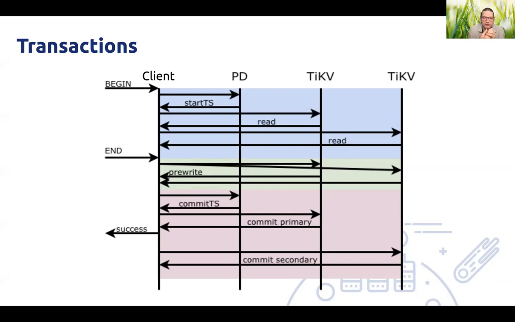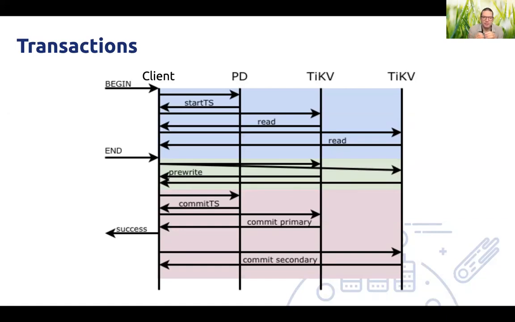Assuming all the pre-writes succeed, then we can continue to phase 2 of the two-phase commit protocol, which is sending a commit message. So the first thing we do, as soon as the client has all the pre-write responses, is that it gets a commit timestamp from PD. And this is the timestamp at which all the writes in the transaction become visible to other transactions.